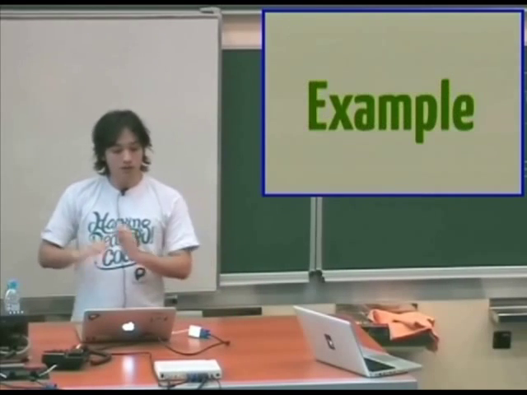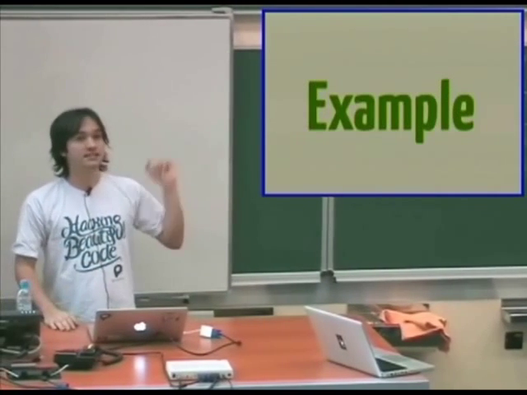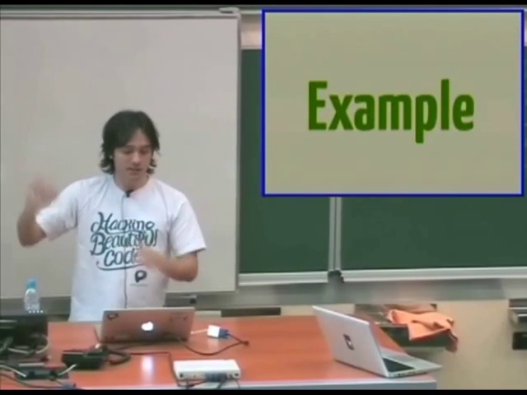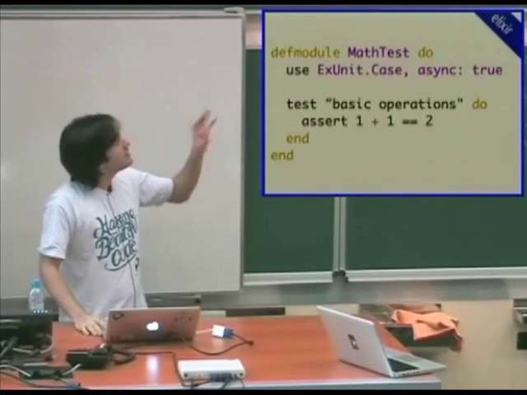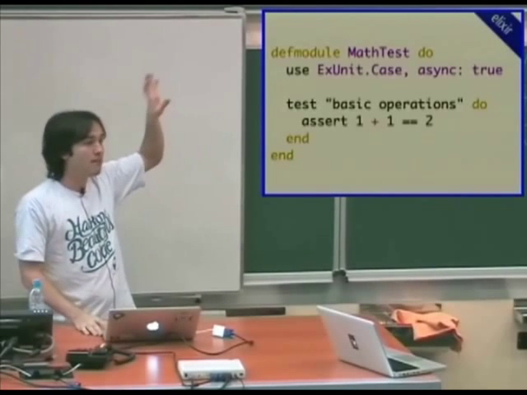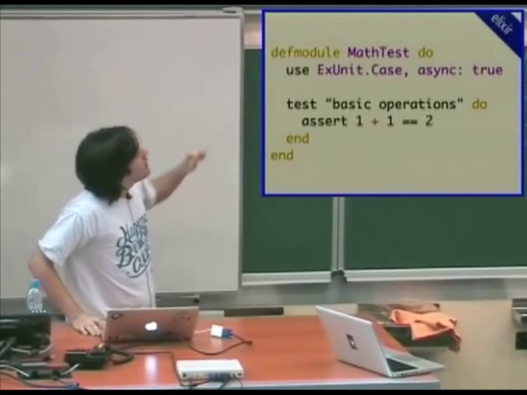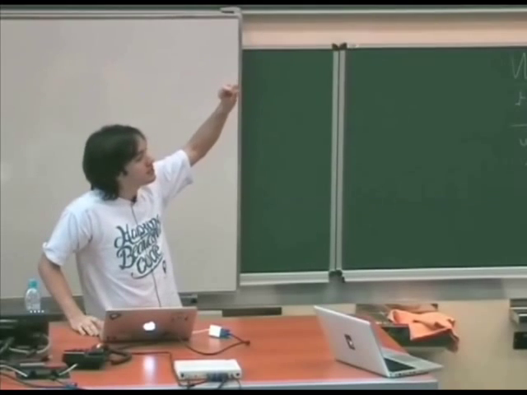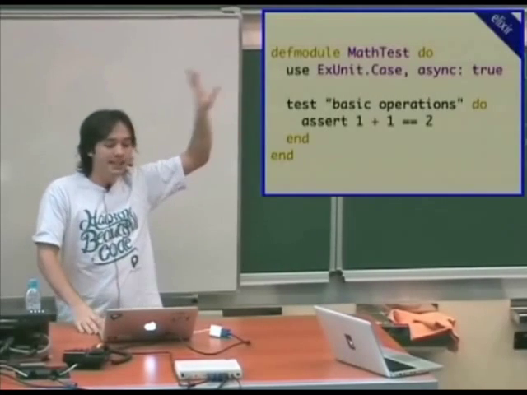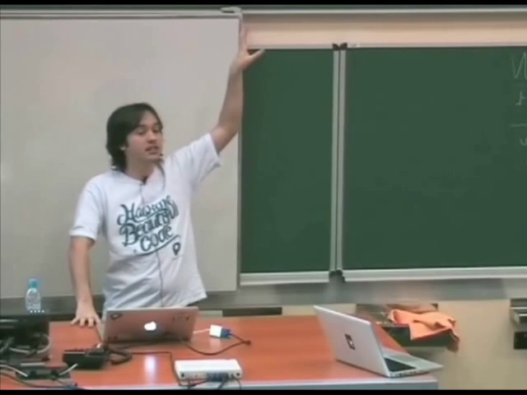Okay? So in order to finish the talk, I want to give a very quick example of how we designed the test framework, or how the test framework is being designed. So here is the example that we saw earlier about a test case. And here we can see that there is one difference, that we are passing the keyword argument async true when you say use XUnit case.